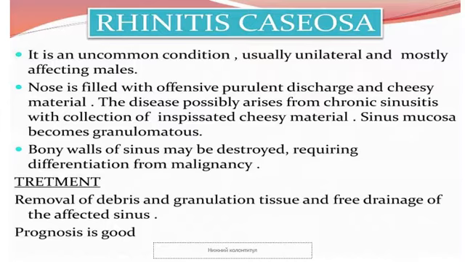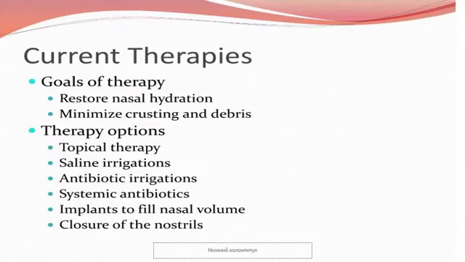The prognosis is good. The current therapies for all atrophic rhinitis have goals: restore nasal hydration and minimize crusting and debris. The treatment options are topical therapy, saline irrigations, antibiotic irrigation, systemic antibiotics, implants to fill the nasal volume, and closure of the nostrils.